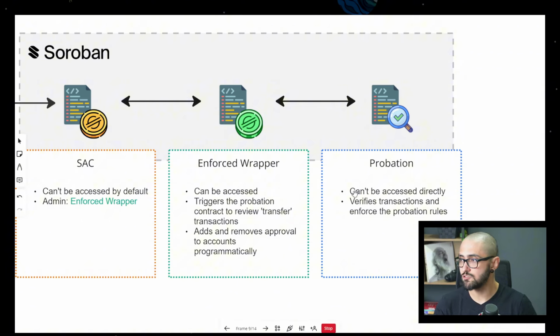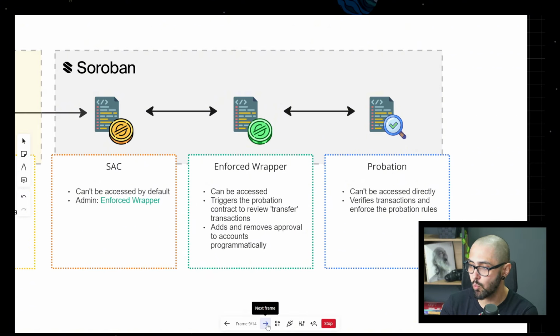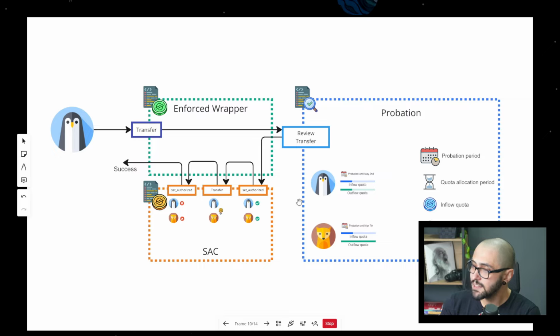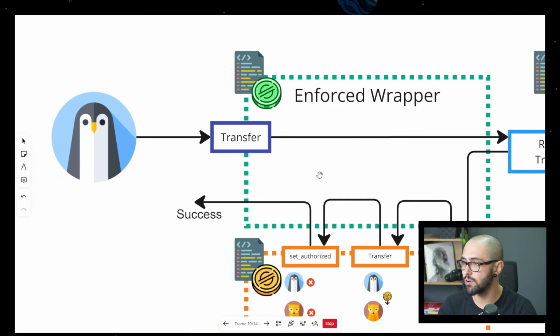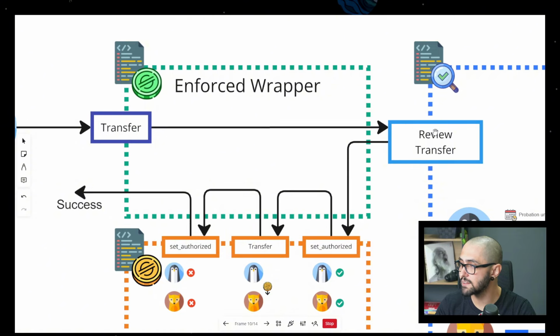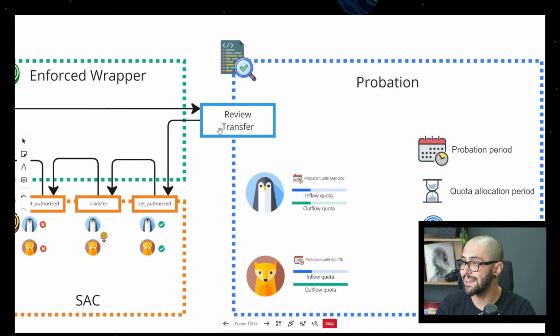So let's dive into the specifics of how this use case was designed. The idea here is that we are going to orchestrate the integration between these three contracts to apply the special rules that we're looking for our asset. If the penguin here on the left wants to make a transfer to our friendly fox, he is going to trigger the transfer through the enforced wrapper. He's going to ask for the transfer normally as he would with any other asset, but instead of sending this transfer through the classic asset or the SAC, this is going through the wrapper. The wrapper is going to redirect this transfer to the probation contract and ask it to review the transfer.